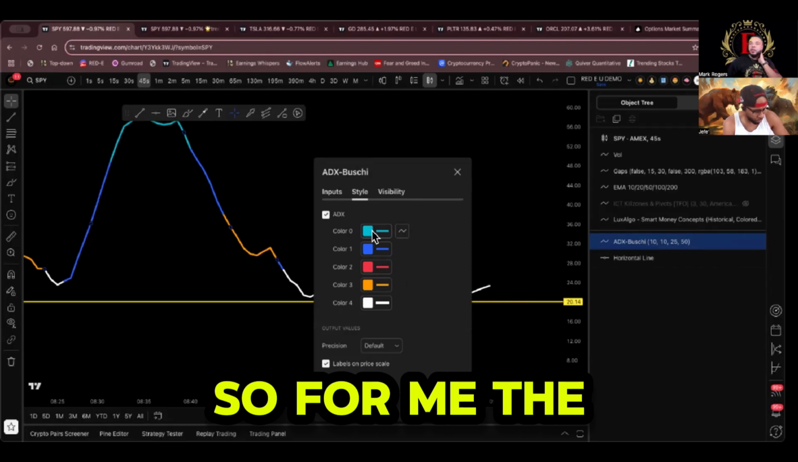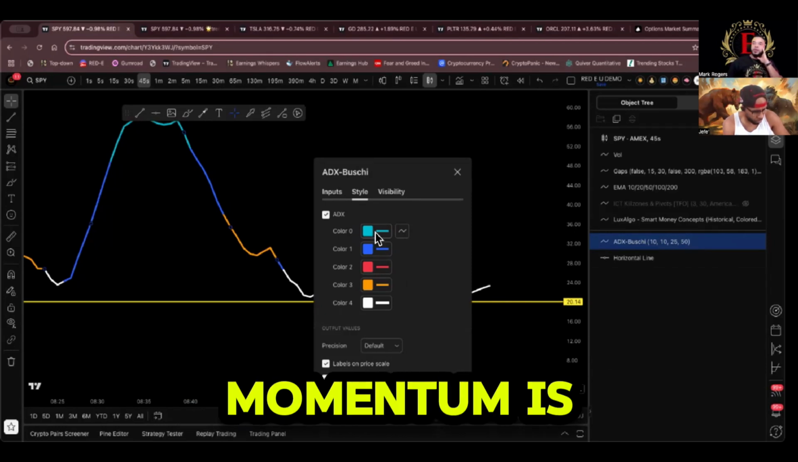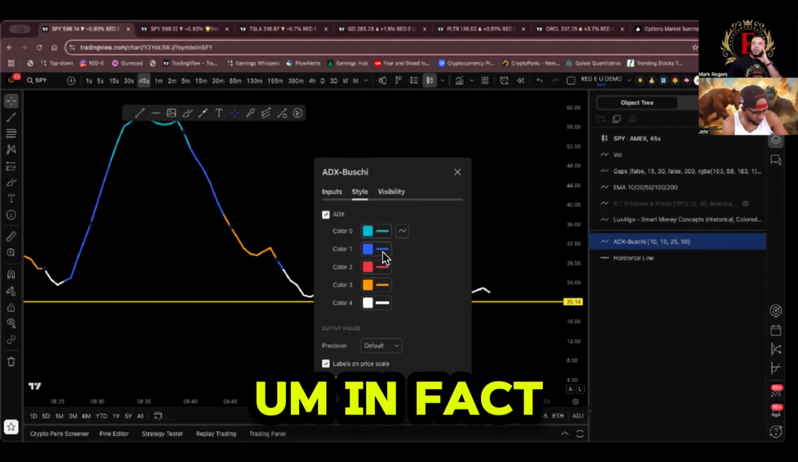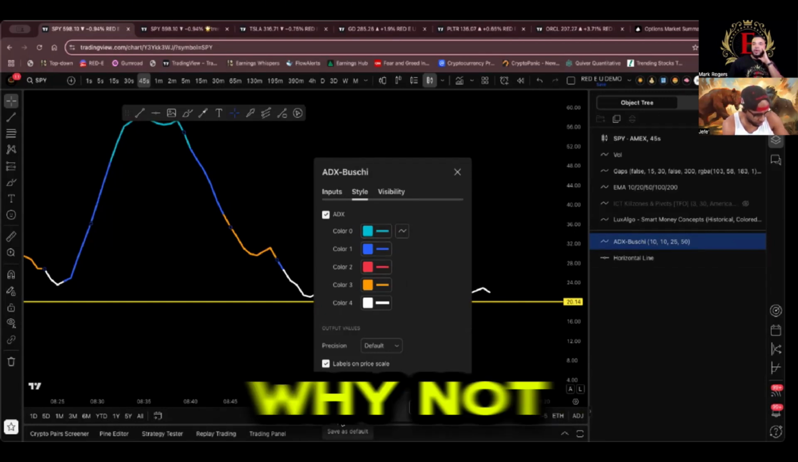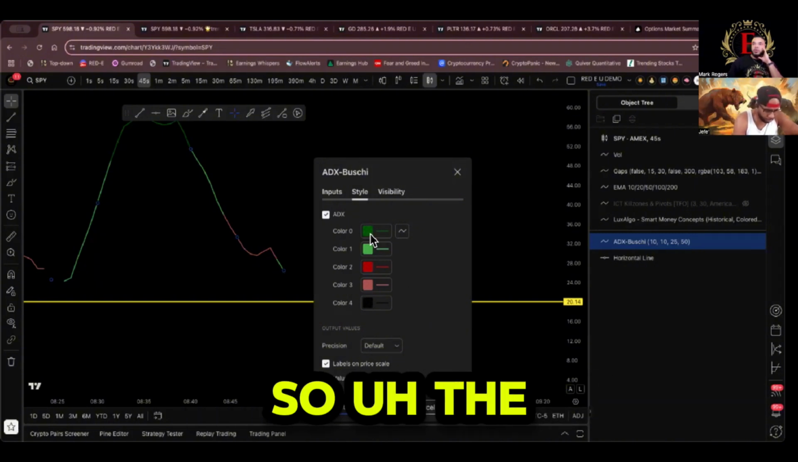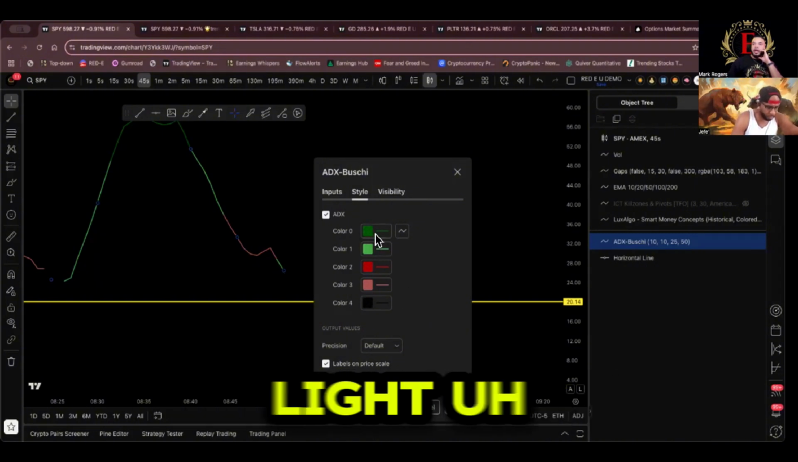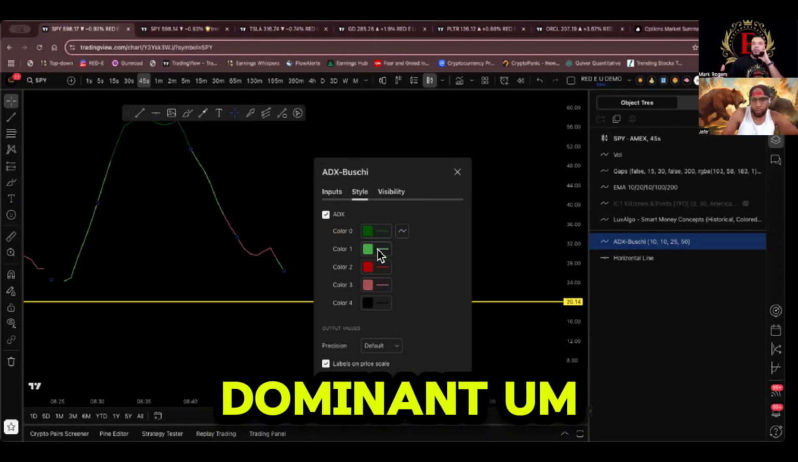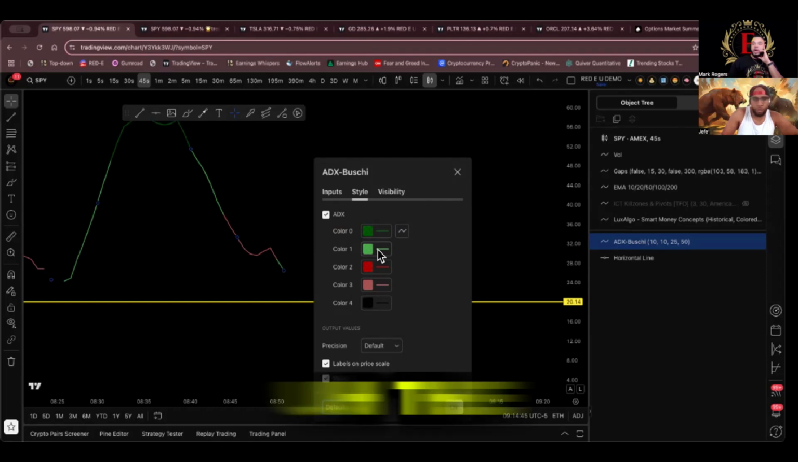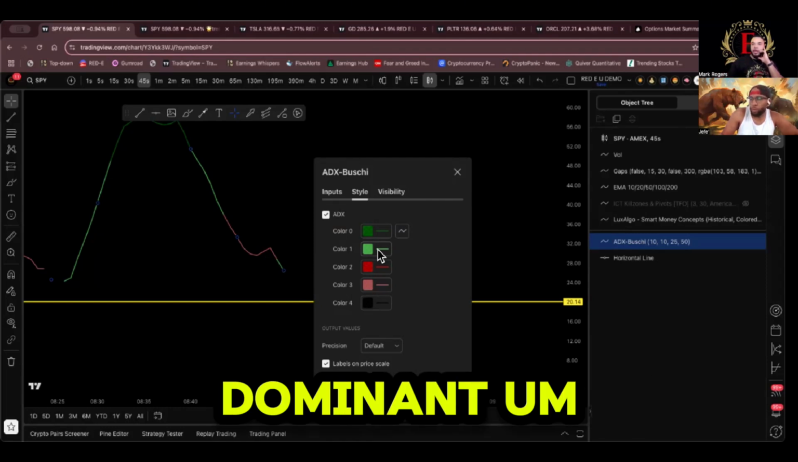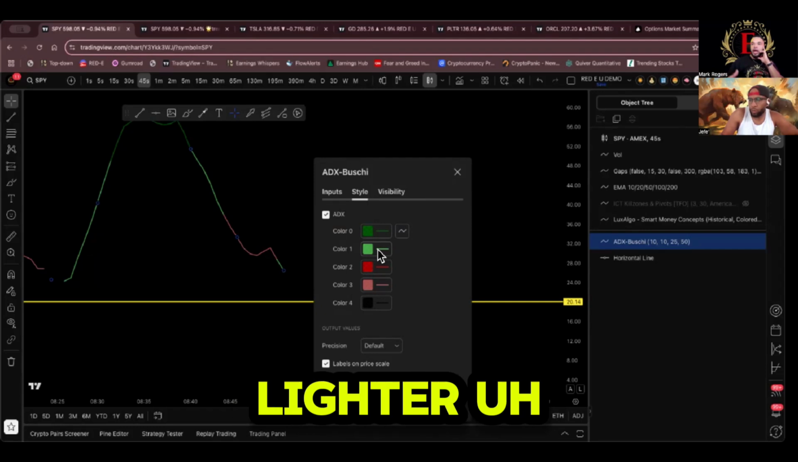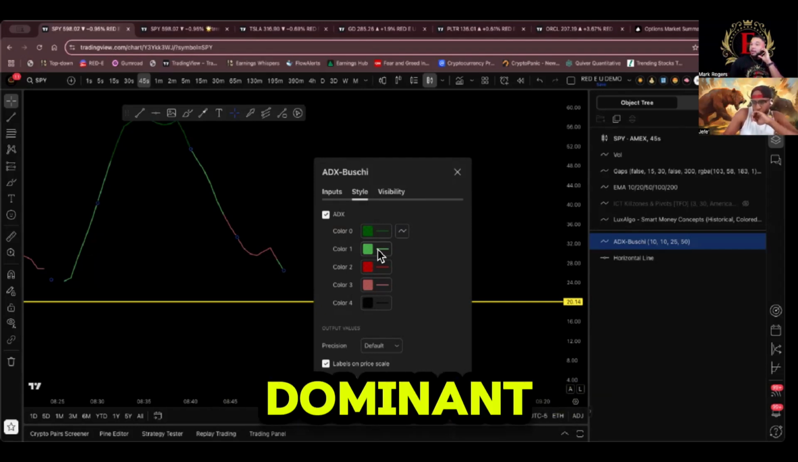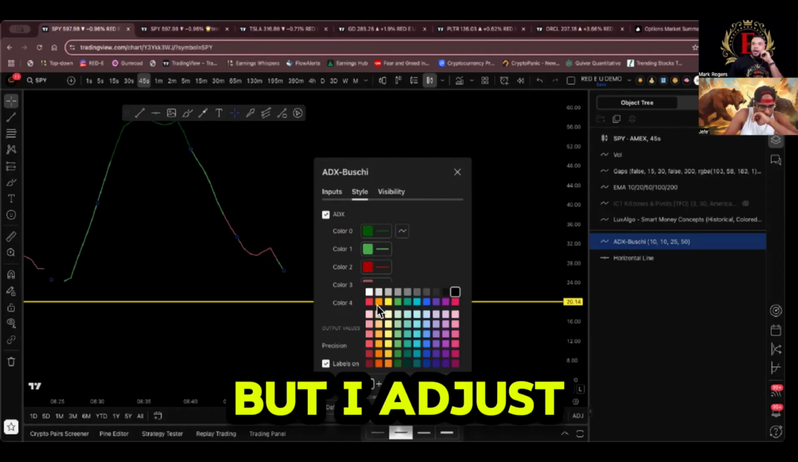All right. So for me, the slightly bullish momentum is baby blue. I think the default is like a light green. In fact, I'll just switch to the default. Why not? Let's reset it so you can see. So the default is a light green faded. The brighter green is the more dominant momentum. The brighter red is the more dominant momentum, and the lighter pink or reddish is the less dominant bearish momentum. All right, but I adjust mine.